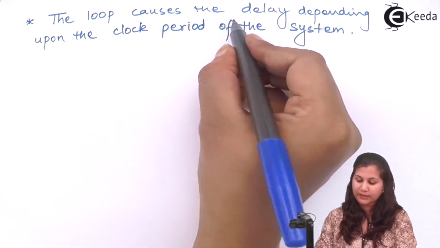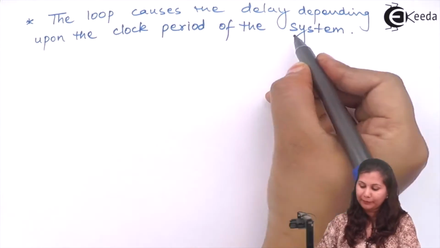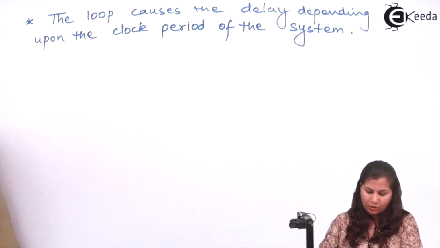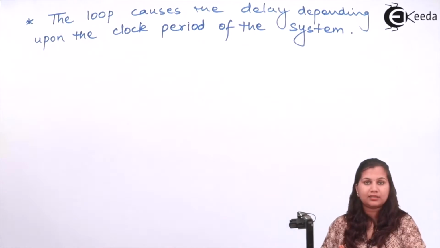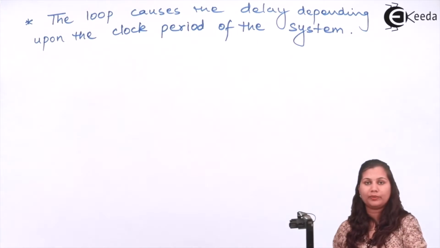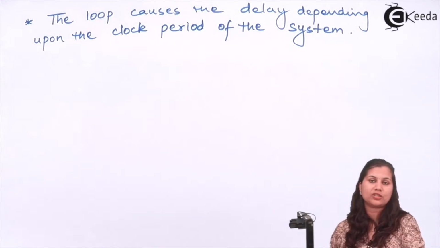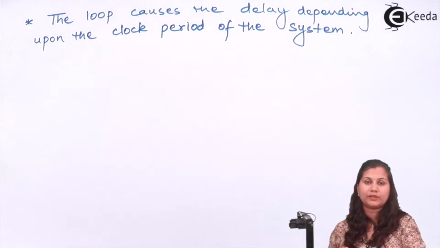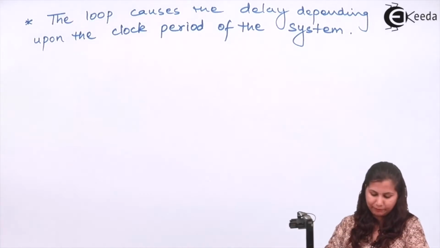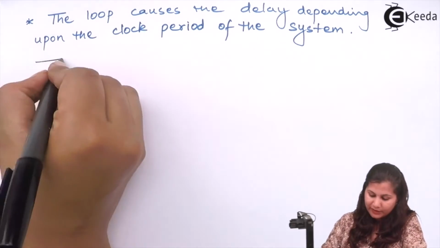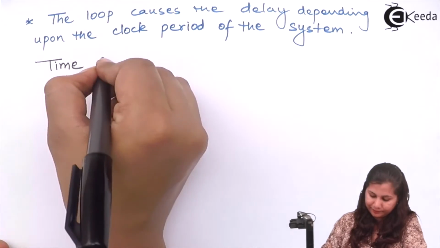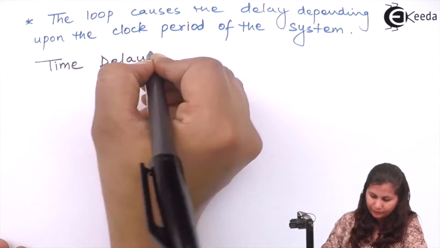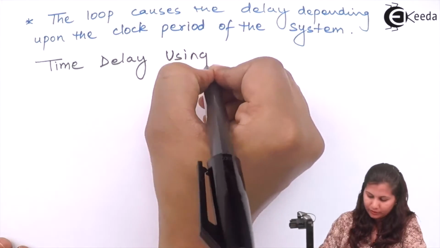So this loop is causing the delay depending upon the clock period of the system. Now, there are various techniques, various ways in which time delay can be introduced in the program, like time delay using one register, and time delay using a register pair. First, we will study the time delay using one register.